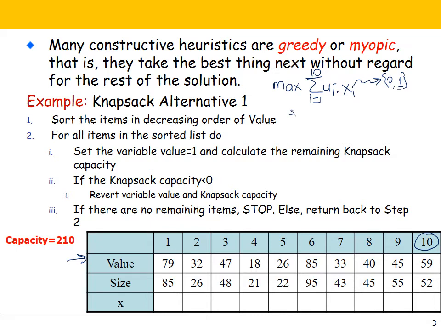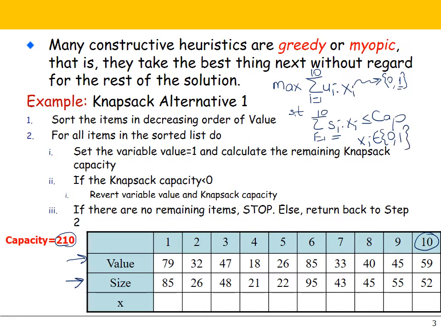And our constraint is that this knapsack has a capacity, and in this problem the capacity of the knapsack is given as 210, and each of the items has its own size. It can be either the weight or the volume. So we want the total size of the items that we place into the knapsack, where I represent the size with si, to be less than or equal to the capacity. This is the knapsack formulation, and xi is a binary decision variable.